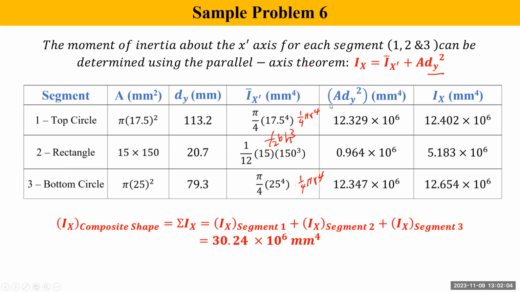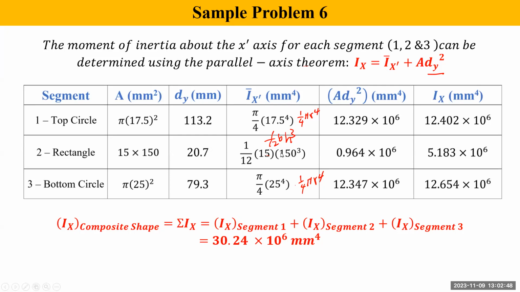To get A d squared, you're going to recognize that this is d and this is A. You work out that value and multiply it by this value, but this is d squared, remember, and you put this value right here. So that would work out to 12.329 times 10 to the 6 for that value. You then move on to the rectangle and do pretty much the same thing. The area here you multiply by dy squared. So you square that term, and multiply it by this. Everybody good with that? So you get this value here, 0.964 times 10 to the 6.